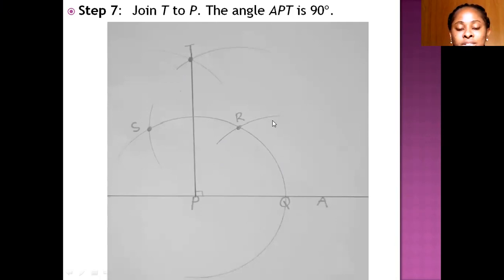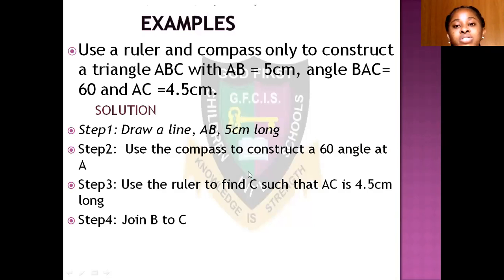Place the compass again on R, draw an arc above, place the compass on X, draw an arc above. Their meeting point, name it T. So step seven, you join T to P to get angle 90 degrees. If you can follow these steps from step one to step seven, you should be able to construct angle 90 degrees.